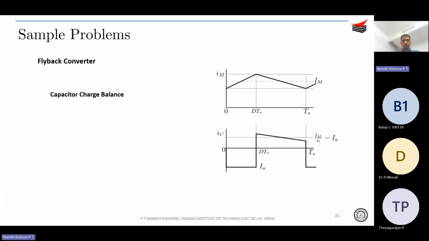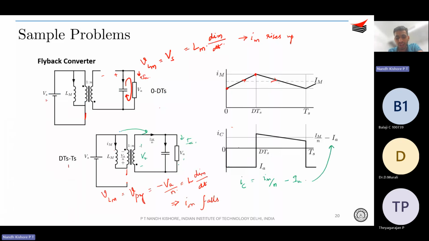So now what we can do is, there is a reason we have taken up this capacitor. What we can do is we can apply capacitor charge balance. So capacitor charge balance is something that you have already studied.